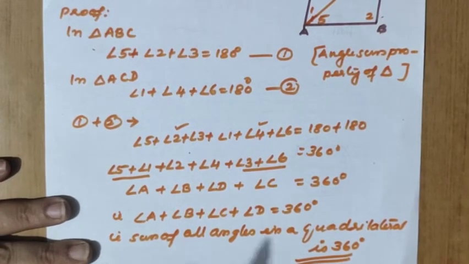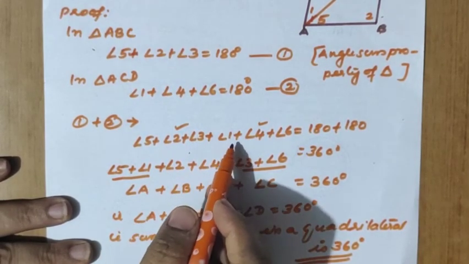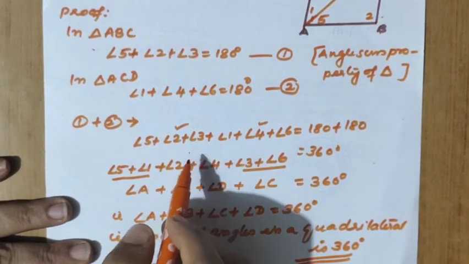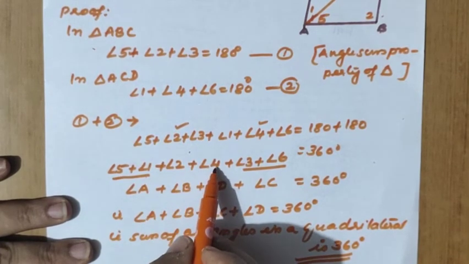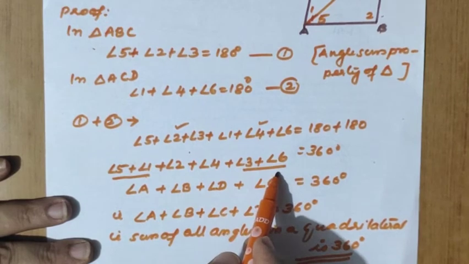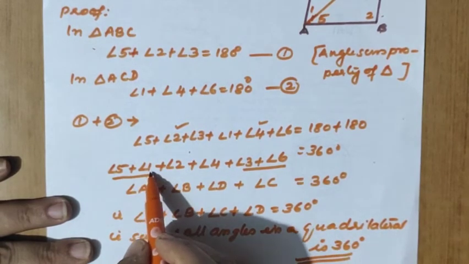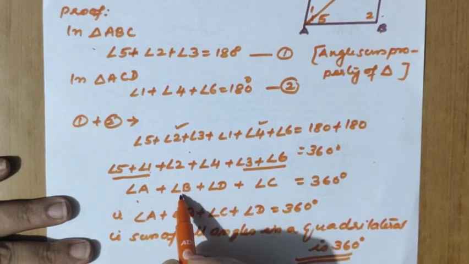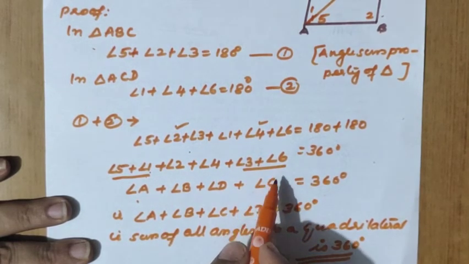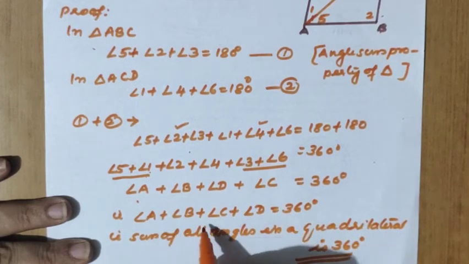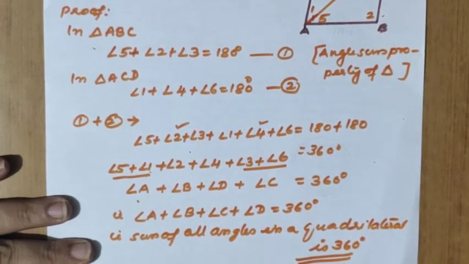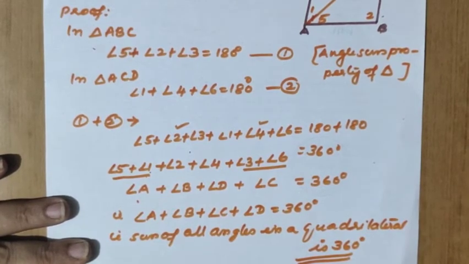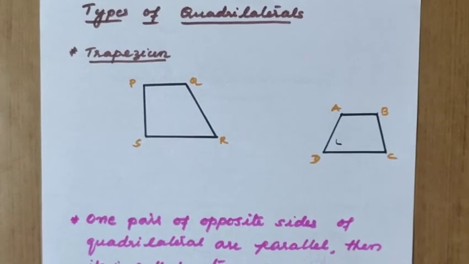Now you combine angle 5 and angle 1. See, because the angle A is divided into two parts, that is 1 and 5. So 1 and 5 we are grouping together. Angle 5 plus angle 1 will give angle A, and angle 2 and angle 4 are complete angles. Similarly 3 and 6 we will make together. So instead of angle 5 and angle 1 we can write angle A, and angle B and angle D. Instead of angle 3 and angle 6 we can write angle C. Therefore angle A plus angle B plus angle C plus angle D is equal to 360 degree. Therefore the sum of all the angles in a quadrilateral is equal to 360 degree. This is one of the important theorems. Now we have to study about the types of quadrilateral.